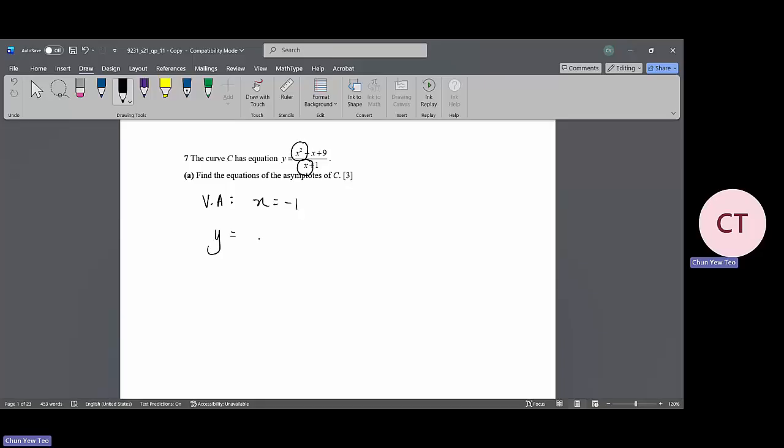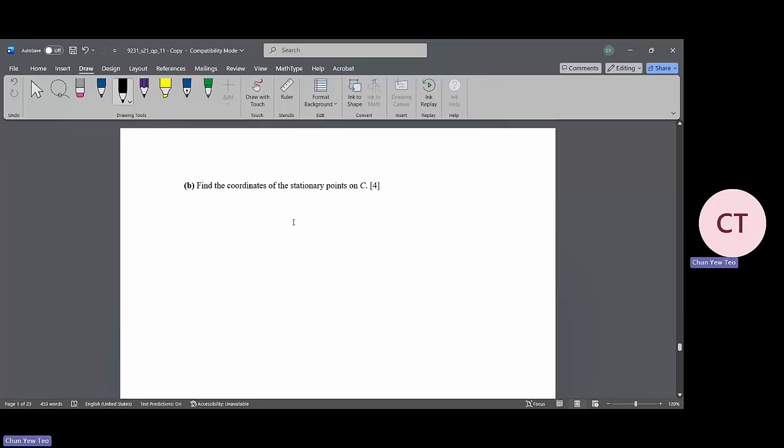And in order to find the oblique asymptote, we need to use long division, or you can try to factorize the terms, try to rearrange so that the expression in the numerator has the same expression as the denominator, so that you can split them out, become this. So therefore, your oblique asymptote will be y equal to x. So this will be the answer for number 7A.